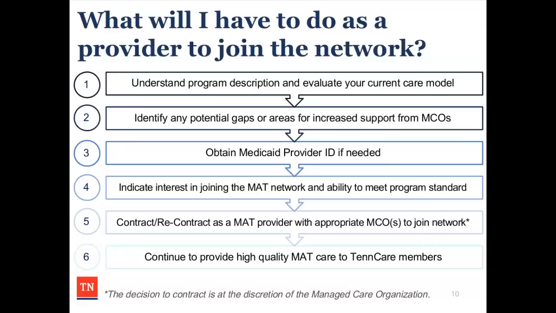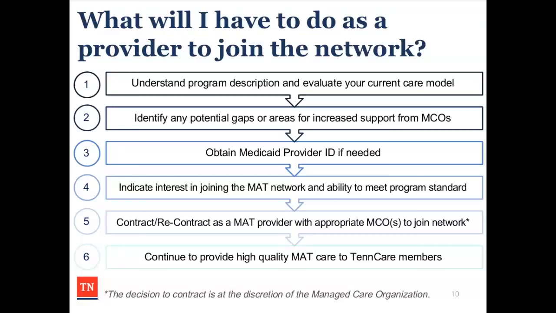The next step is to identify the potential gaps or areas for increased support from the MCOs. This will take time after you dive into the program description and digest it. You can identify where in your practice you still have gaps in care and how the MCO can support you. So for example, do you need more support for behavioral health counseling, and how can you reach out to the MCOs to get that?